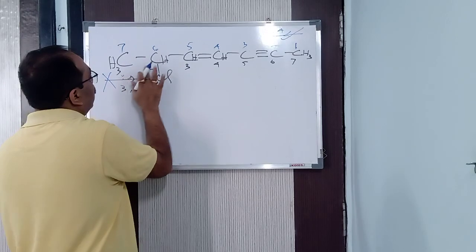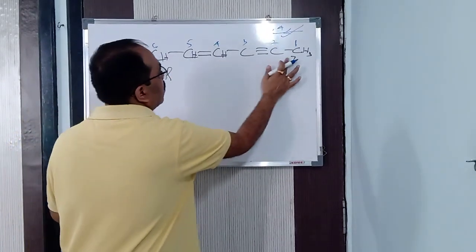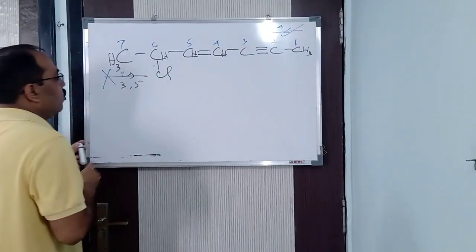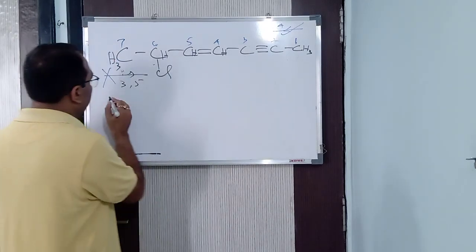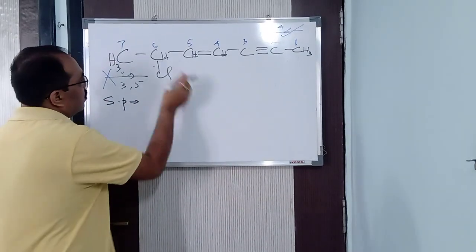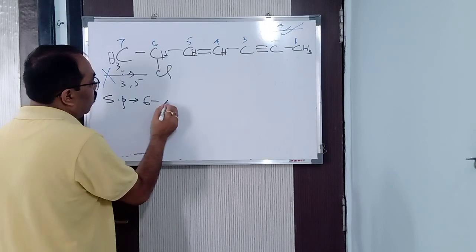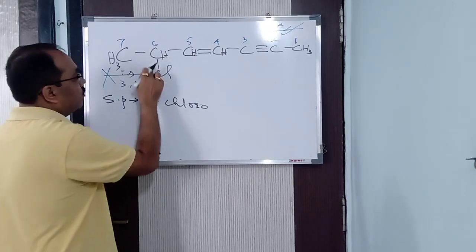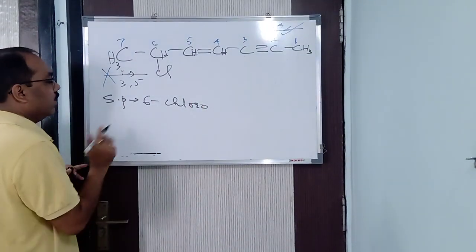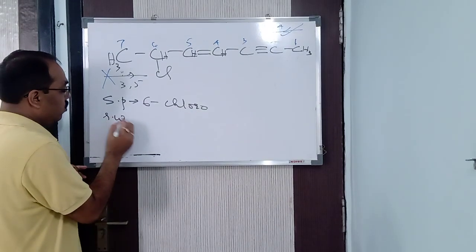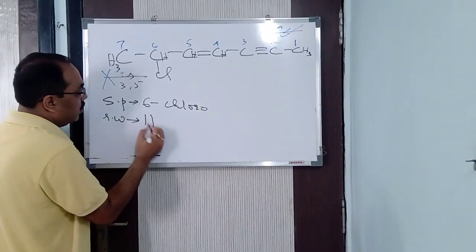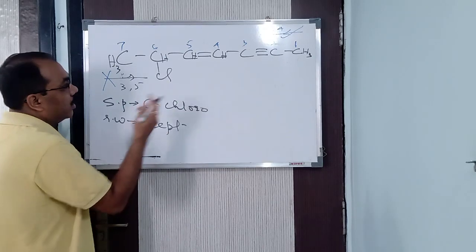Alright, so forget about these numbers now. What is the IUPAC name of this compound? We'll start from the secondary prefix. The secondary prefix is 6 chloro. Only this number, 6 chloro. Then the primary prefix is not there. Then the root word. The root word is hept. I can write small or capital letter, anything.